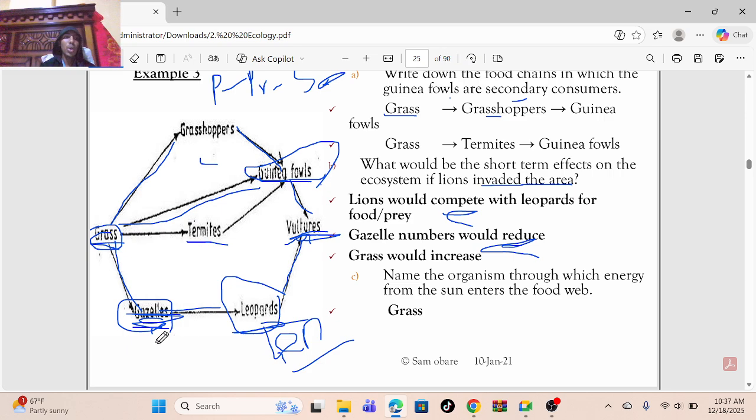I think what will happen, kama gazelles zimekulwa, gazelle ilikuwa inakula grass hiyo, so hii grass itakuwa ina increase. The grass itakuwa nini? The grass itakuwa itaincrease. So that is how you look at it.